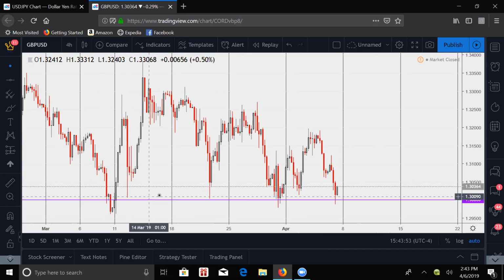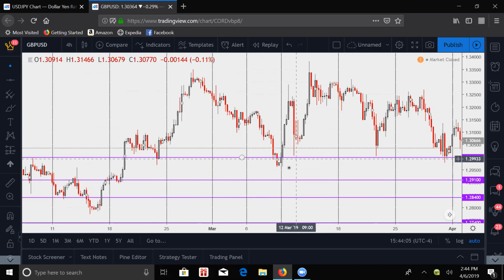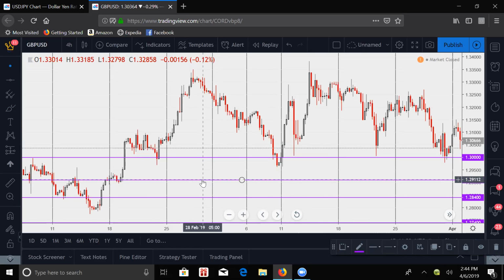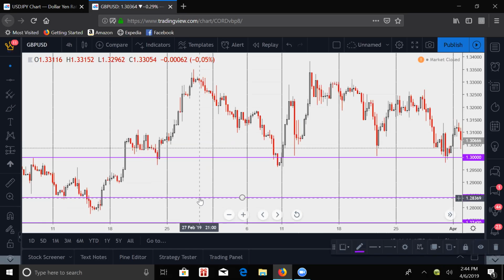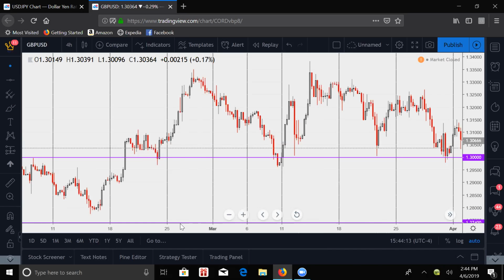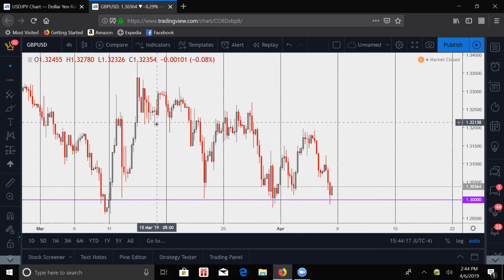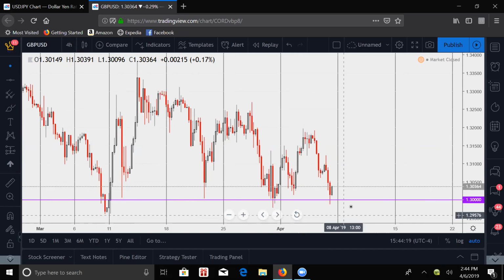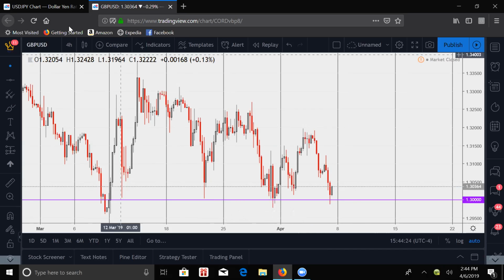We can see we had multiple touches, even right here it kind of broke past the area. I guess you could say that was a fake out in a sense on a bigger time frame. Oh, did not realize I had lines on here. Sorry, let me remove these. So it's a major area of support. As you can see, price went to it and then instantly bounced off of it.